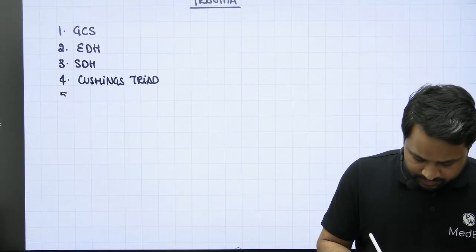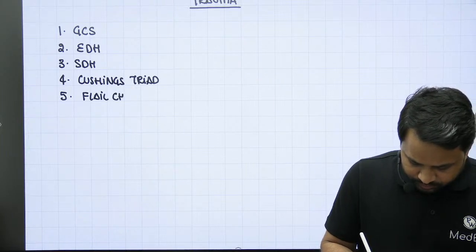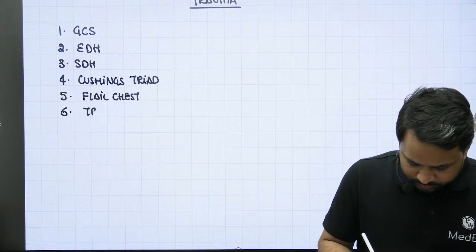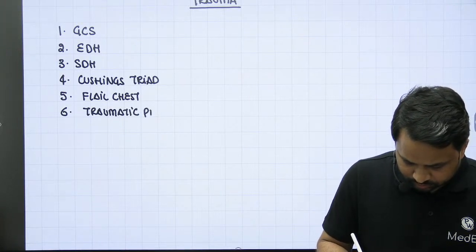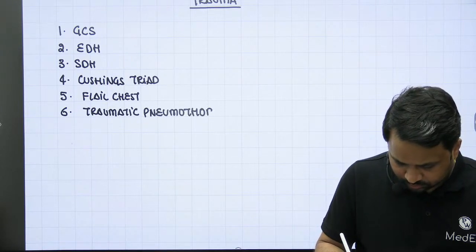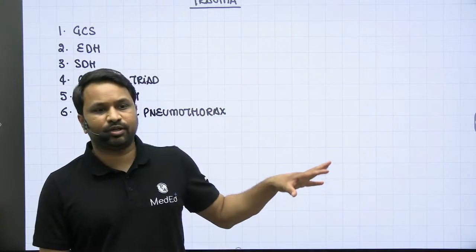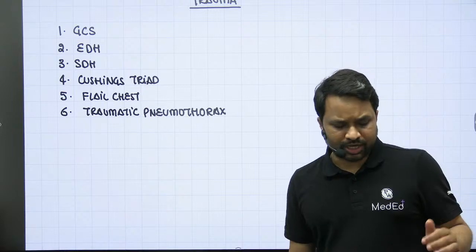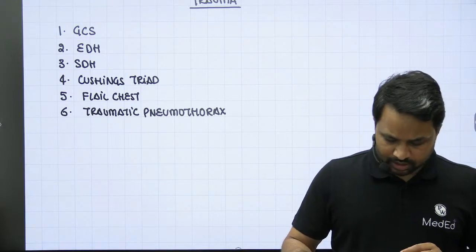In thorax, they've asked you about flail chest. And they've asked you about traumatic pneumothorax. Right? All these are small questions which are there, so we'll try to cover all of them. That is your GCS, your EDH, your SDH, Cushing's triad, flail chest and everything. So we'll start with the first one, that is going to be our Glasgow coma scale.